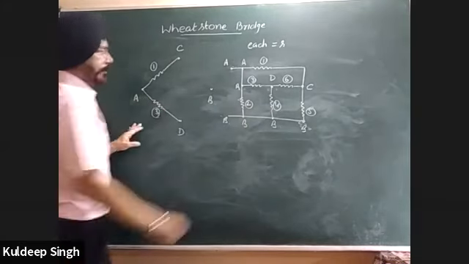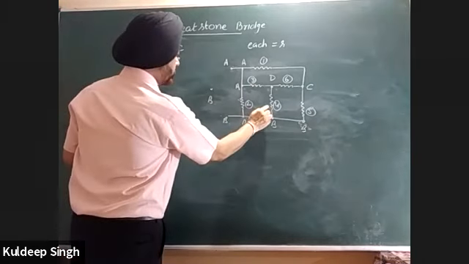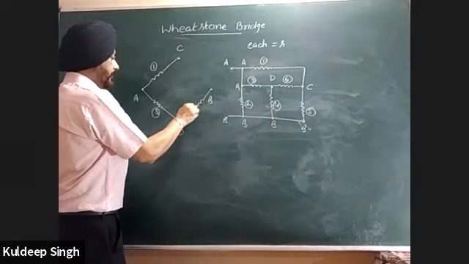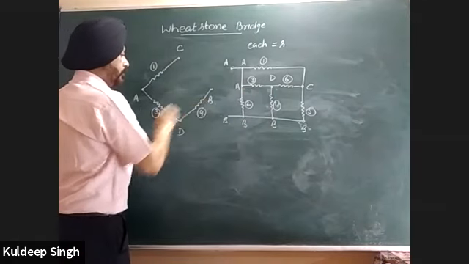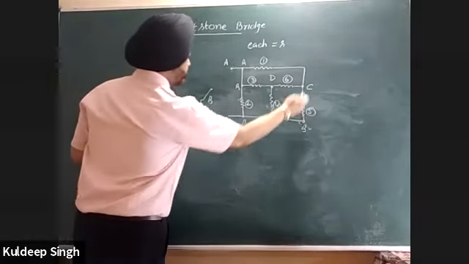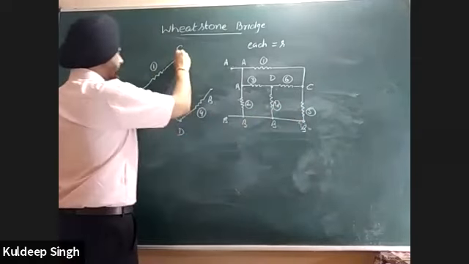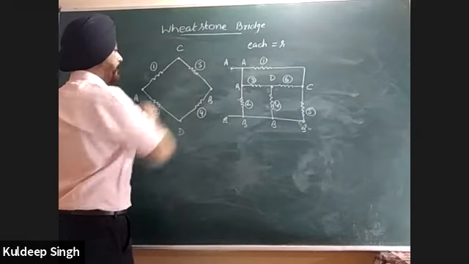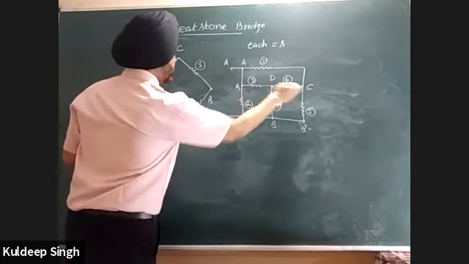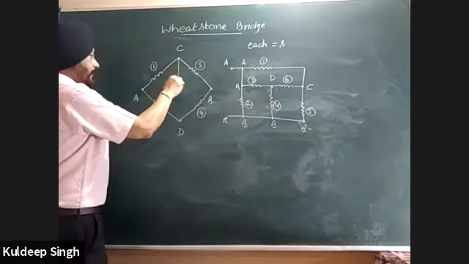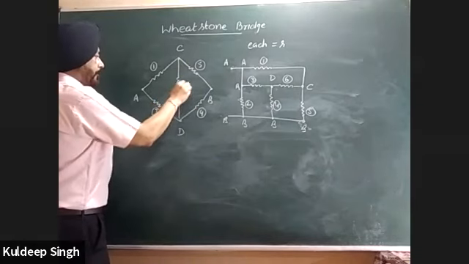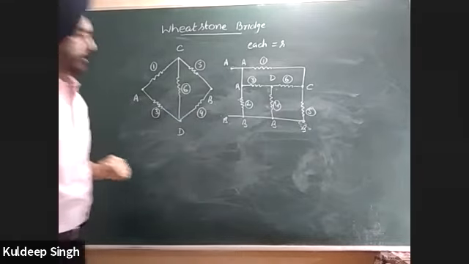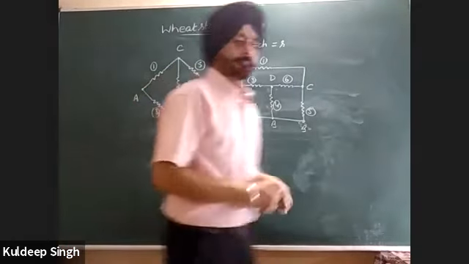Where is the fourth? To B and D. This is the fourth, to B and D. Fifth to C and B. This is the fifth one. And the sixth to D and C. Sixth is connected here. But we are left with the second.